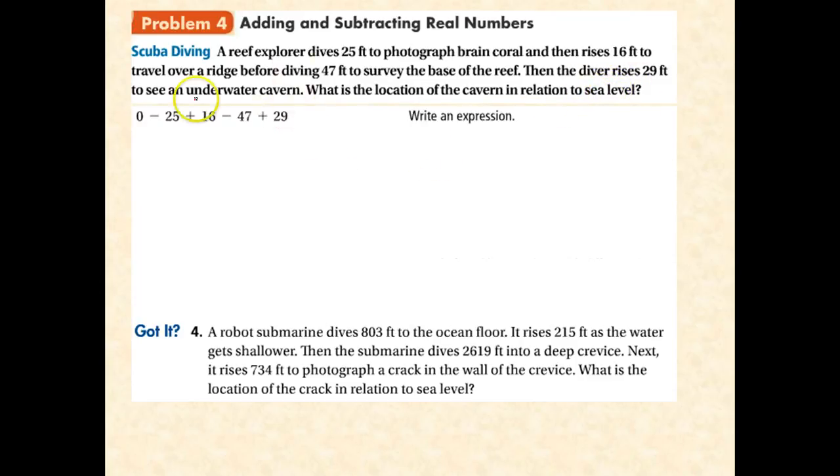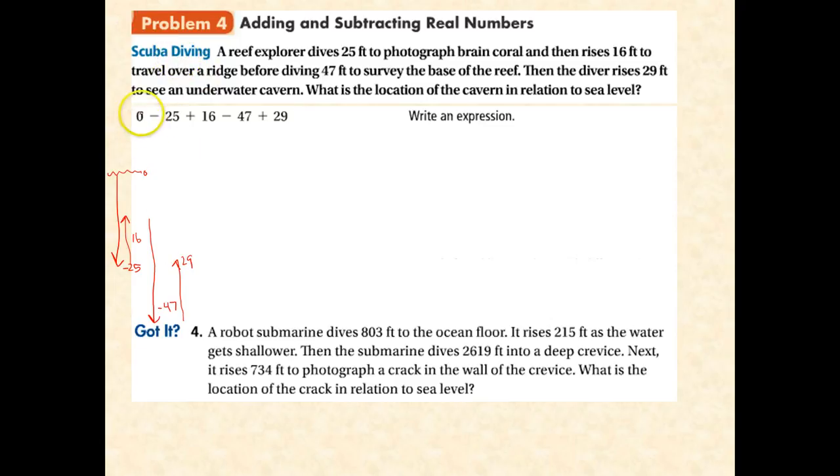Well, let's see. Start off at 0. 0 is sea level, so here's the sea level at 0. Then we go down 25, so we're at negative 25. Then rises 16. Up 16. Then dives 47. Negative 47. Then rises 29. So we want to find out how far down are we. It's going to be down, so our answer should be negative.